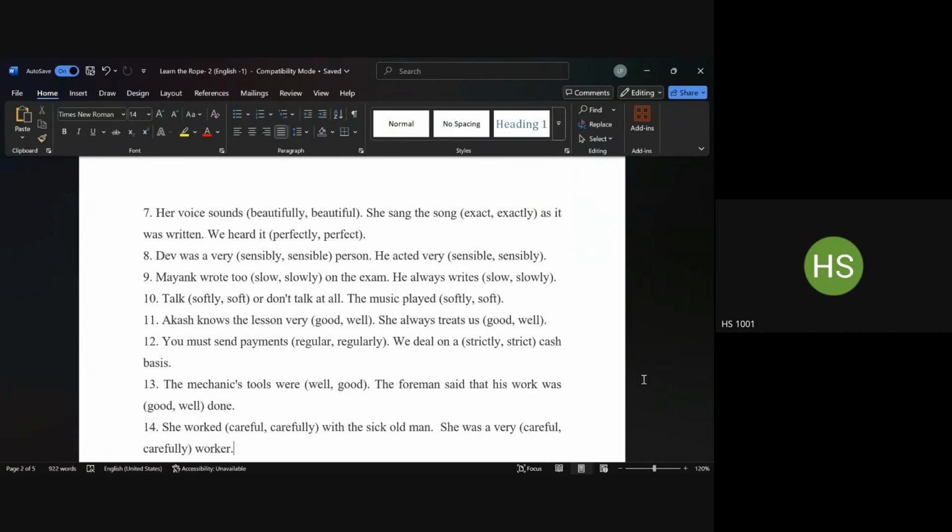However, in formal writing, when you formally want to talk about the slowness of something, the word that fits grammatically is slowly. You don't say slow. You don't say Mayank wrote too slow on the exam. You have to write Mayank wrote slowly or too slowly, whatever. Even with the adverb of degree too, or even without it, it is still Mayank wrote too slowly on the exam or Mayank wrote slowly on the exam, right?